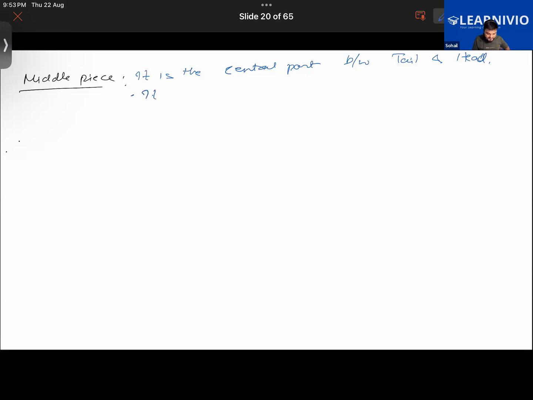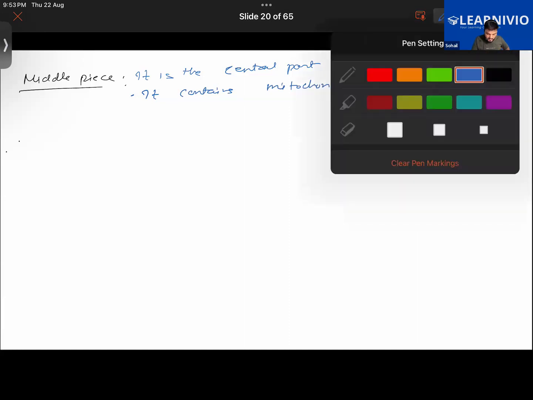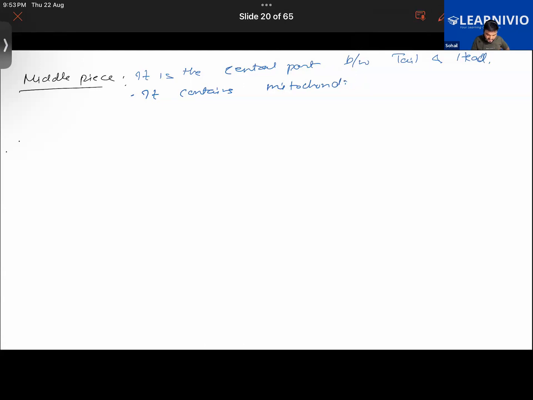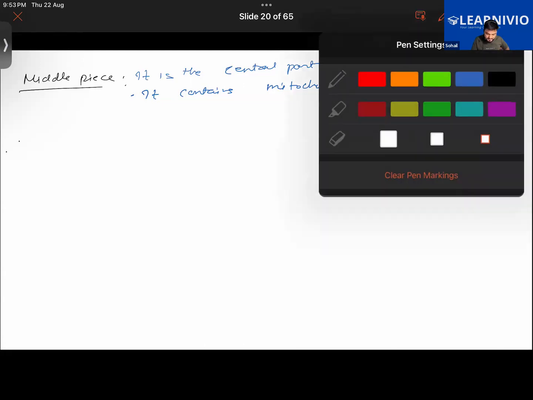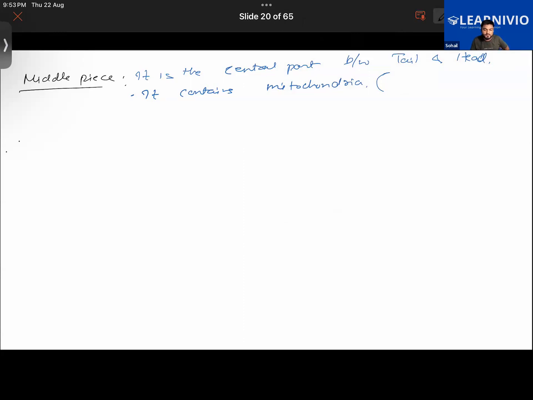Furthermore, it contains mitochondria. What is the common name of mitochondria? Powerhouse of the cell. Why do we call mitochondria the powerhouse of the cell? Because it gives the sperm energy. It would be basically producing the energy which the sperm would be utilizing right now.